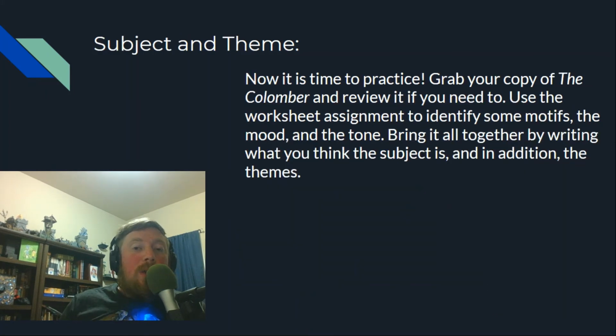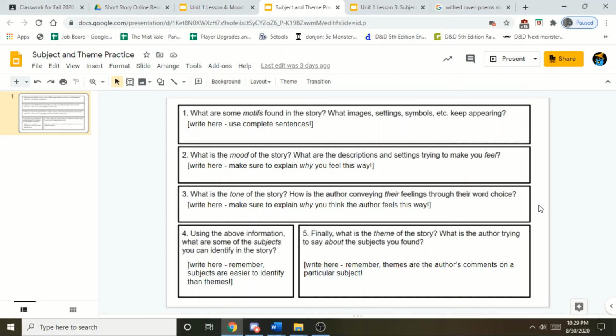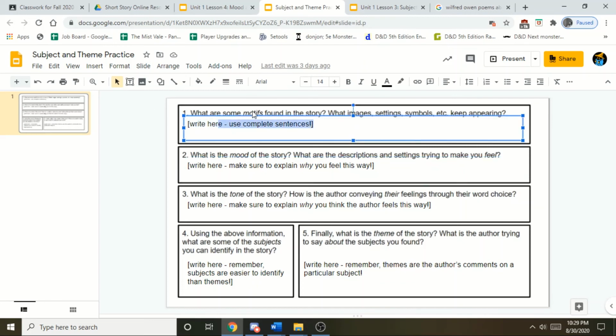So now it is time for you to practice. Go ahead and grab your copy of the Columber and review it if you need to, and use the worksheet assignment to identify some motifs, the mood, and the tone. Bring it all together by writing what you think the subject is, and in addition, the themes. So you're going to get a worksheet or a Google slide that is going to be similar to this. I have here just a few reminders that I want you to use complete sentences. Don't just give me sentence fragments. I will return it to you and ask you to give me complete sentences.